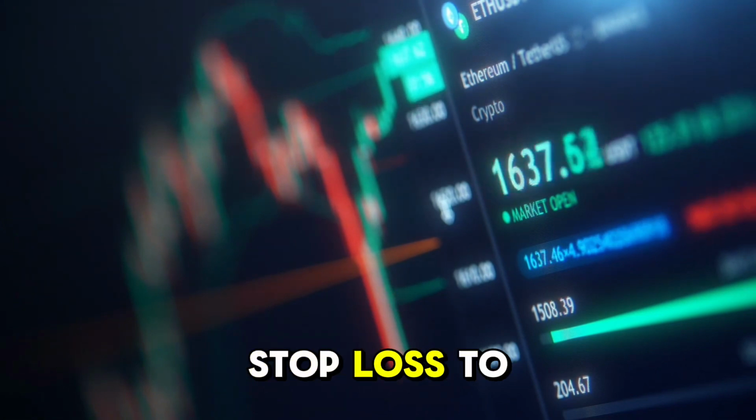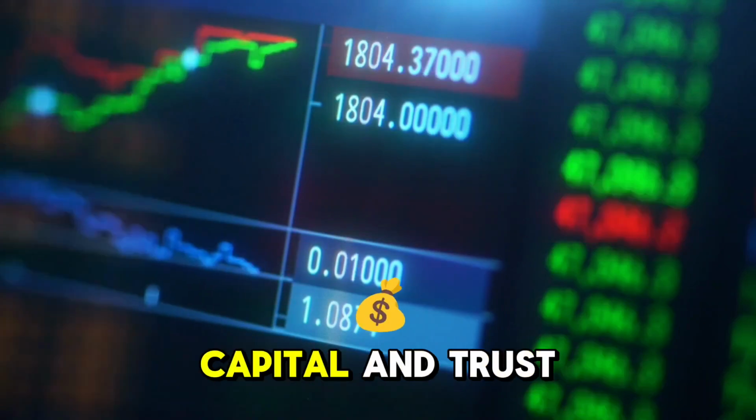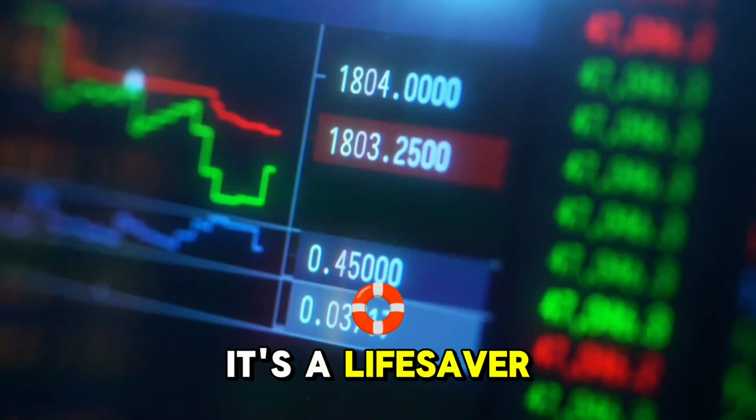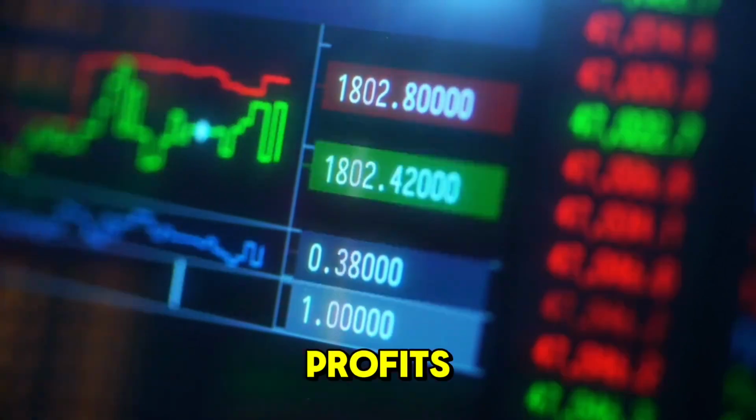Always set a stop-loss to limit your potential losses. Setting a stop-loss protects your capital, and trust me, it's a lifesaver for beginners. Always manage your risk before you think about your profits.